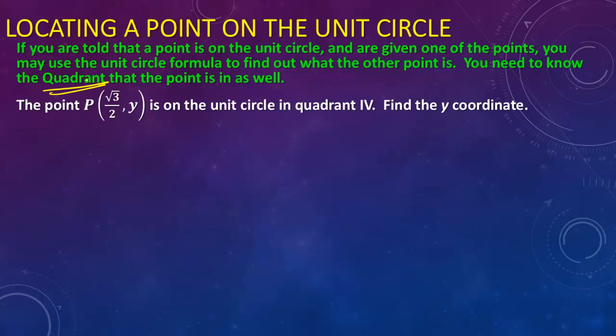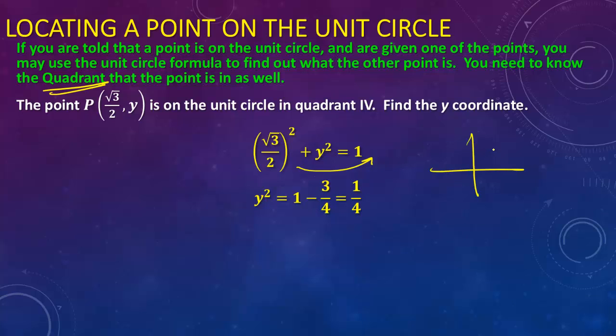So for example, if we have the point P, which is (root 3 over 2, y), and it's on the unit circle in quadrant 4, and we need to find the y coordinate. Go ahead and plug what you know into the equation for a unit circle. So when we square root 3 over 2, we're going to get 3/4, which we would then subtract. So we subtract it from over here to get 1/4. Now, just a quick reminder about which quadrants are what. 1, 2, 3, 4. Hopefully I shouldn't have to tell you what the signs of the points are in those quadrants, but that's just for your reference.